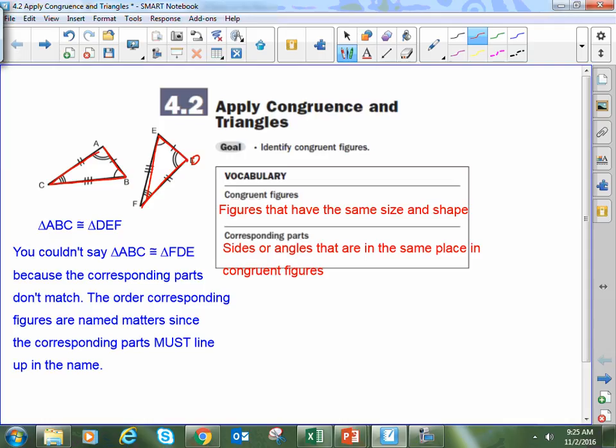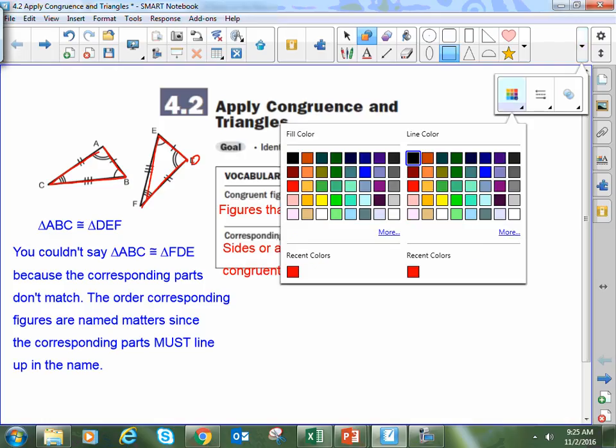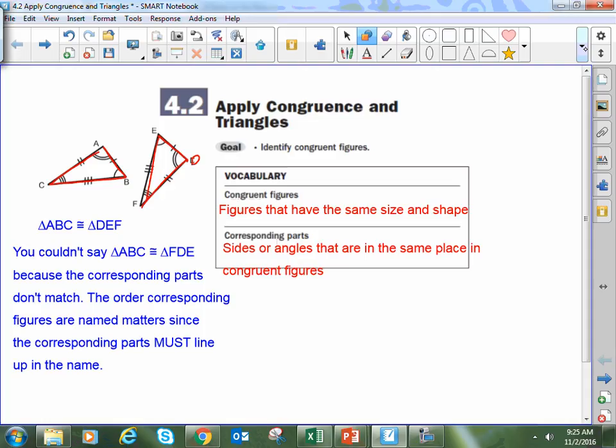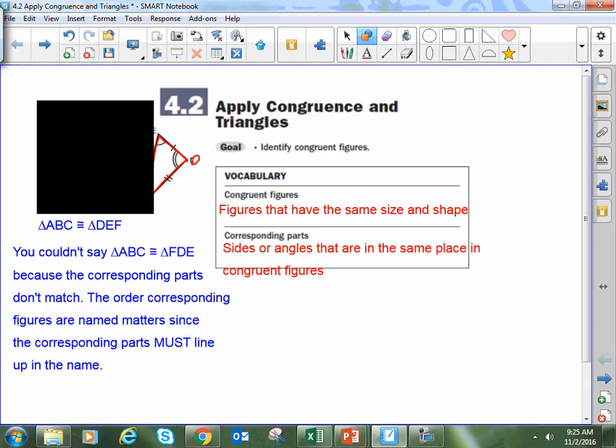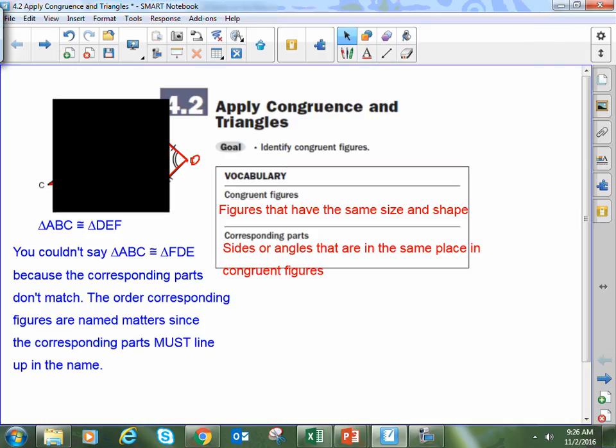If you don't name it in the appropriate order from figure to figure, you're going to misidentify what your corresponding parts are. In fact, as long as things are named properly, you don't even need to see the figures in order to know what they are. So let me just cover this up real quick, so that we can't see it anymore. I probably should have picked a rectangle instead of a square.